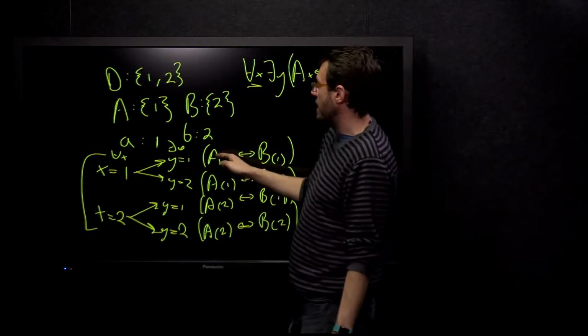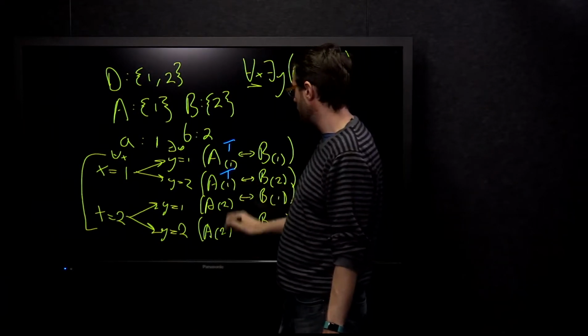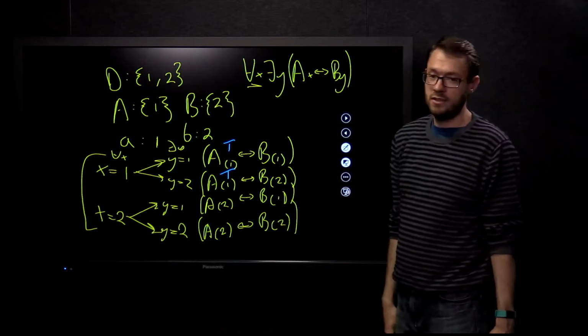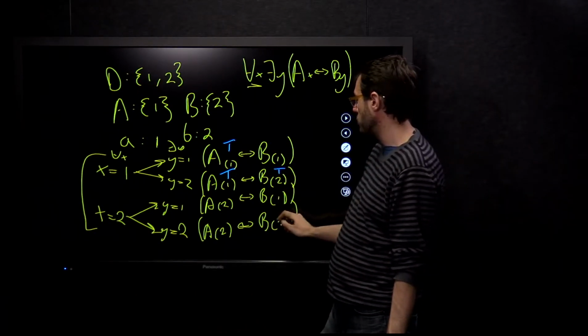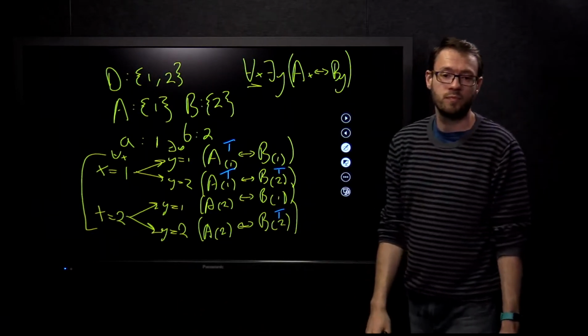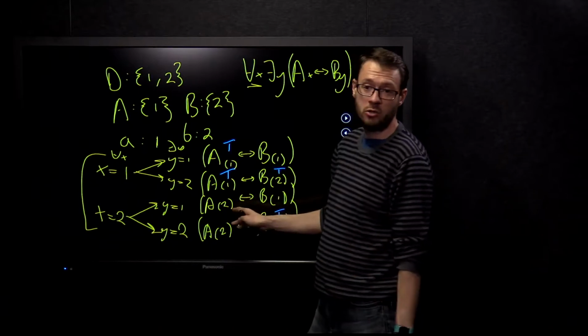Okay, so is 1 inside the extension of A? Yes, it is. So I'm going to put trues wherever I see that 1 is inside the extension of A, because I know that's true. I also know that 2 is inside the extension of B, so I'm going to put trues wherever I see that. And now I'm going to look at the case where 2 is inside the extension of A.